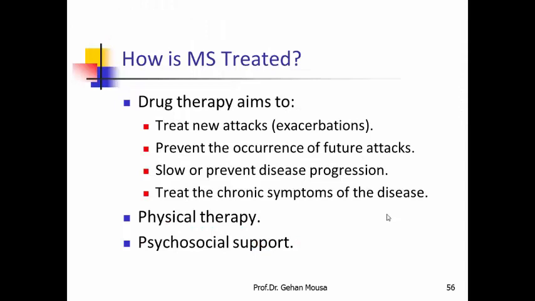Generally, MS patients receive drug therapy at the time of attack. The neurologist tries to prevent the progression of the disease as much as possible, and treats the chronic symptoms or residual symptoms from the last attack. A physical therapy program is required. Psychological support is important.